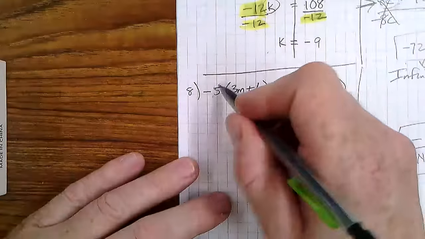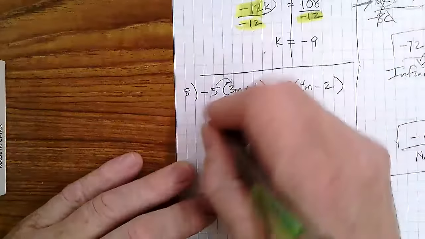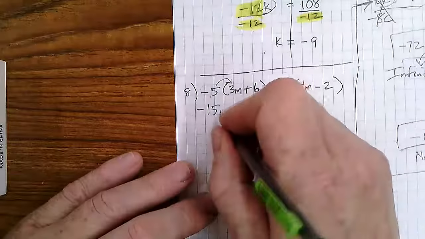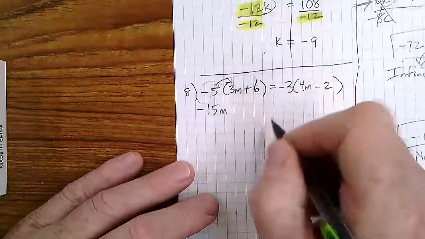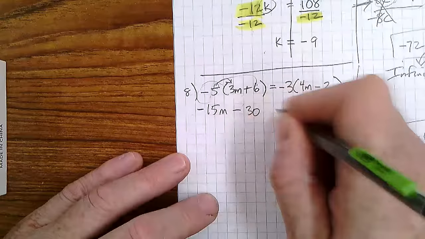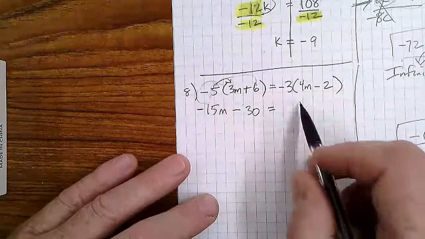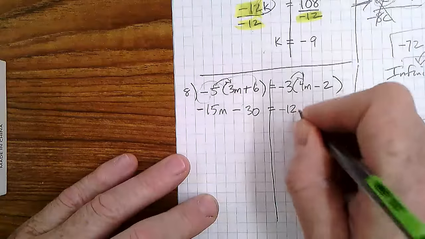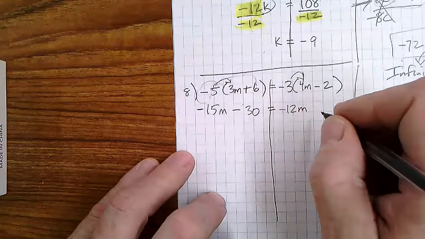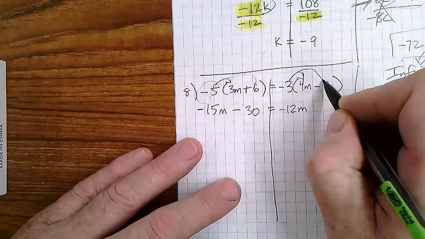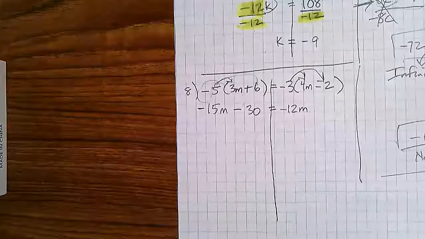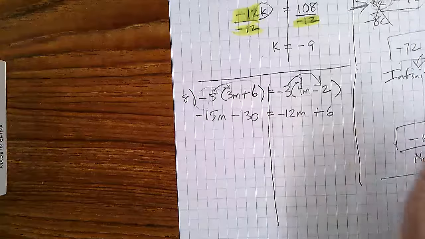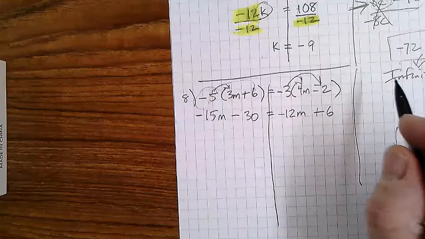So we have -5 times 3. -5 times 3 is 15. It's negative. I almost forgot my negative. -15m. And then -5 times 6 is -30. All right, on my right side, -3 times 4 is -12m. Okay, and then -3 times -2. Remember, careful, right? Negative times a negative gives you a positive. So we got +6.